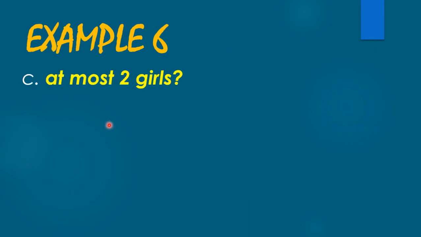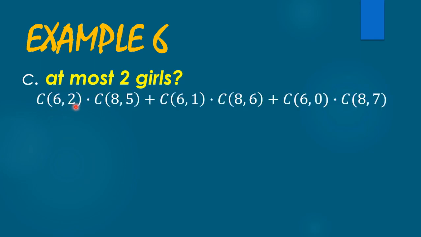Next condition is at most 2 girls. When we talk about at most, this is not more than the given number, meaning we have 2 or any number less than 2. So it's either we selected 2 girls, 1 girl, or no girl. Since the total number of girls is 6, either we select 2 girls out of 6 girls, or only 1 girl out of 6 girls, or we don't select any girl out of 6 girls.